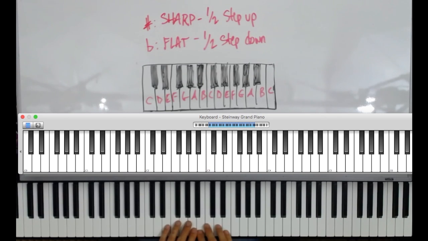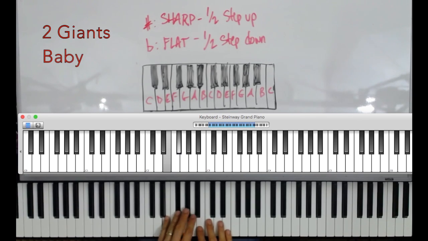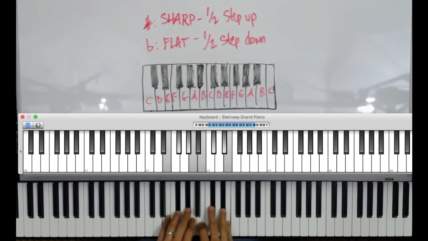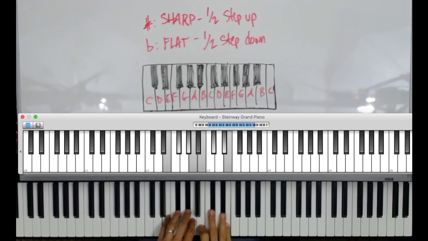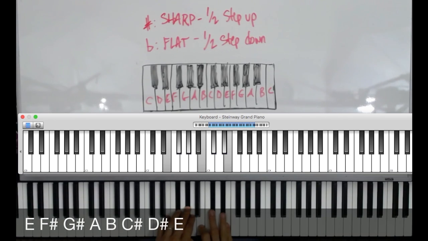My fingers are already in order because it's a habit. E, let's go. E, home note. 2 giants and a baby. Giant, giant, baby. Then 3 giants and a baby. Giant, giant, giant, baby. Now let's name the notes. E, F, G, A, B, C, D, E. Now let's call them by their changed names: E, F sharp, G sharp, A, B, C sharp, D sharp, E.